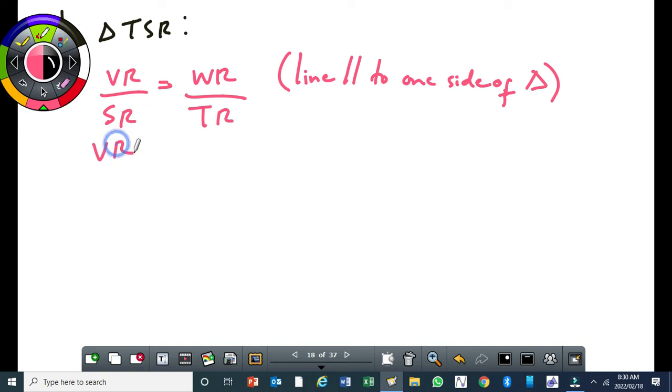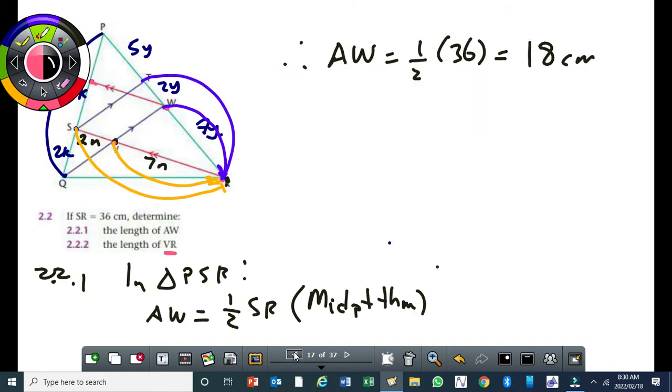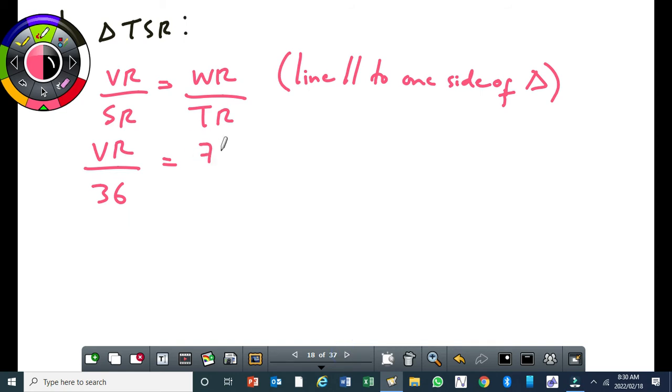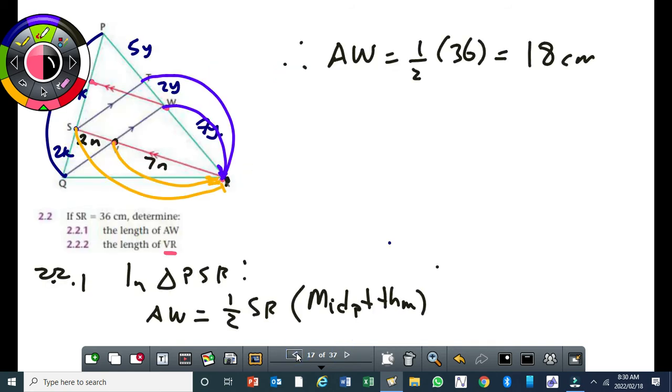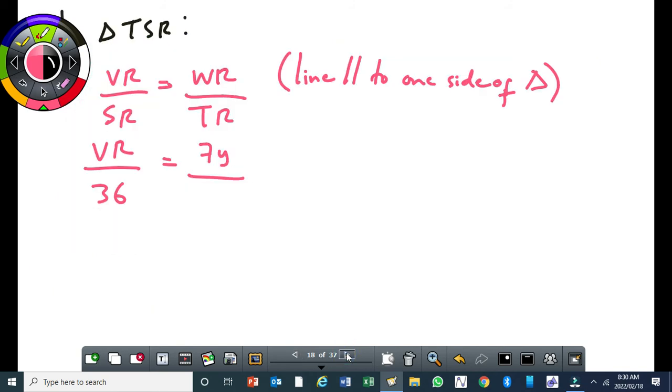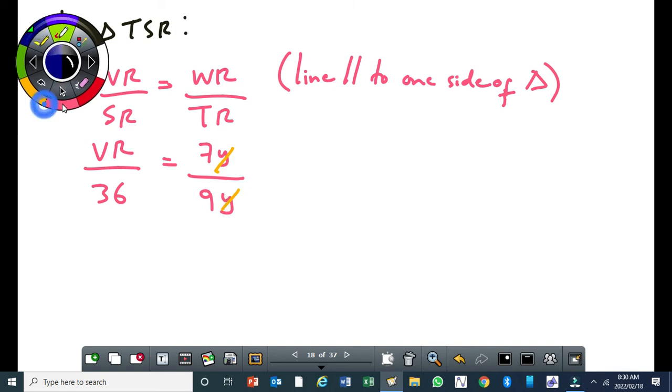Right? VR over 36 because we are given what? We are given SR. And what is WR? It's equal to 7y. Right? So I put 7y there. And TR is equal to 2y plus 7y, which is what? 9y. Okay? So I'll put 9y. Then, do not stress, this y and that y are going to cancel out. So in the end, if I want to calculate my VR, it's going to be equal to 7 times 36 over 9, which will give me 28 centimeters.